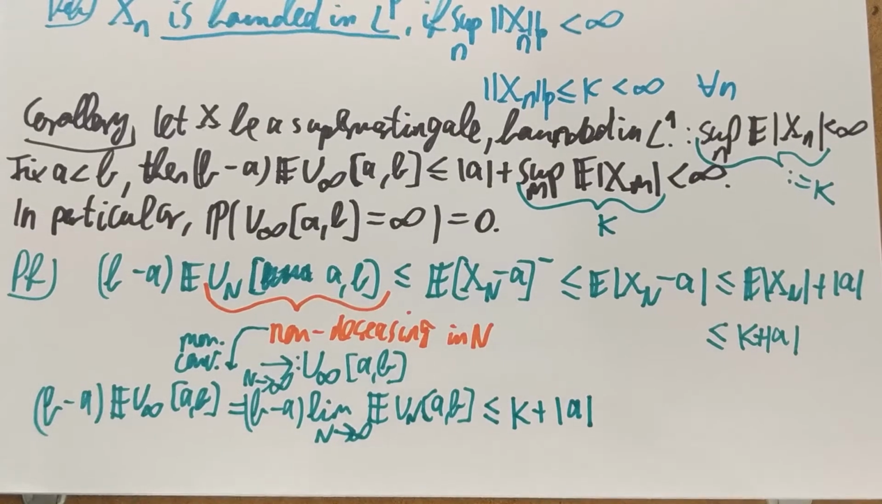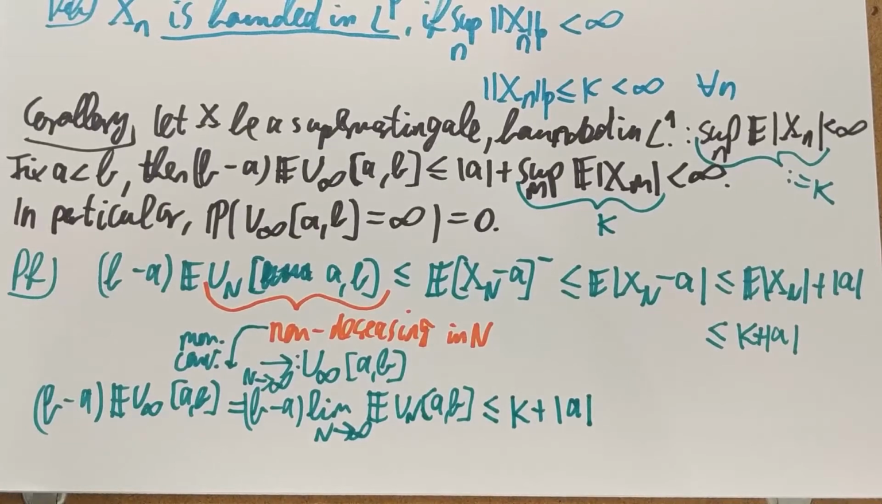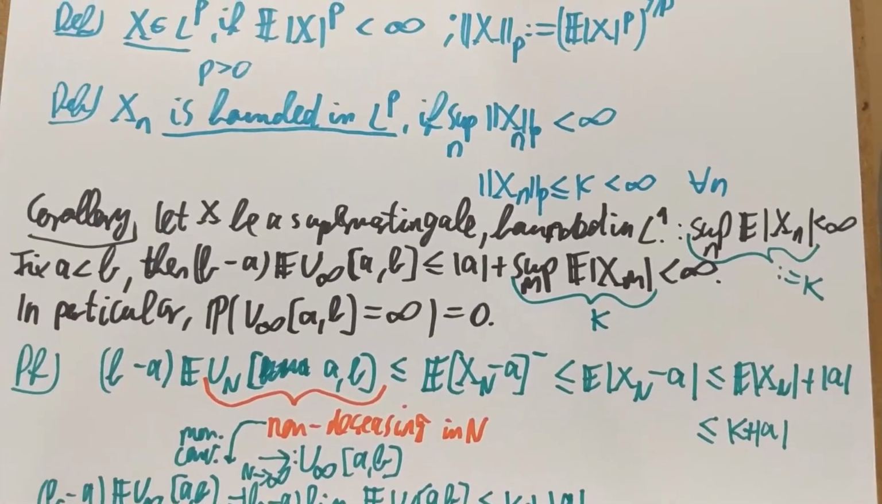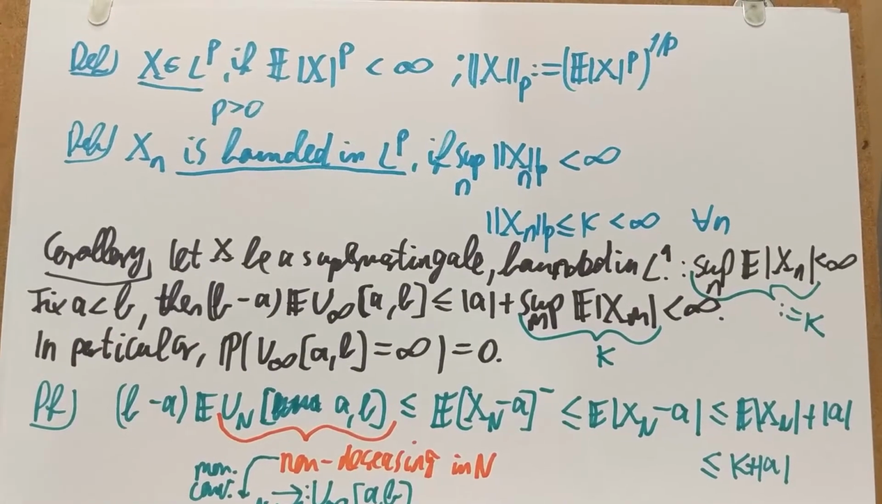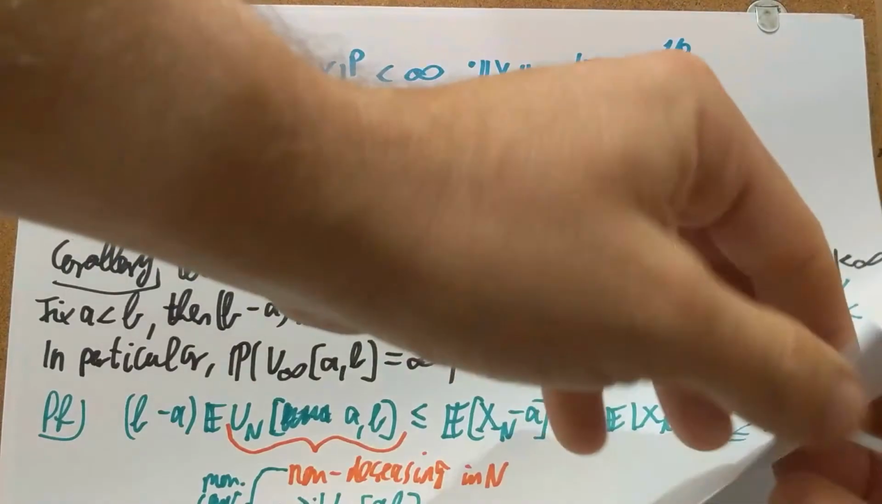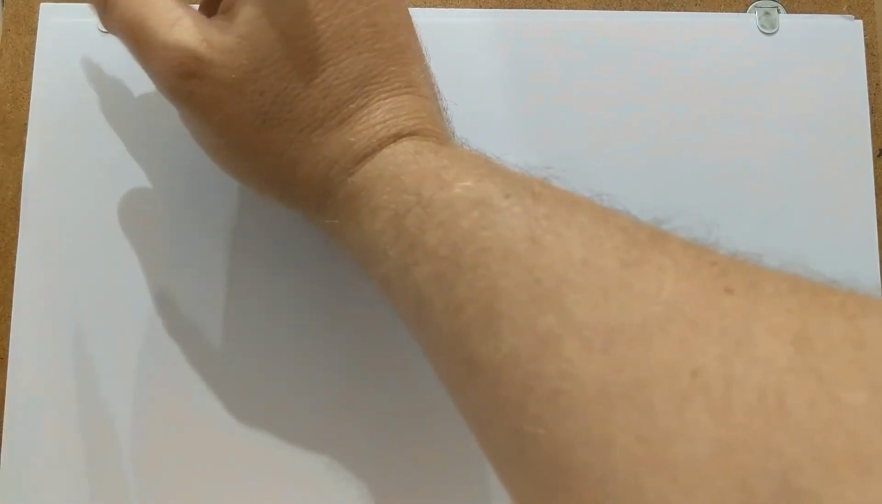All right, so that was a very useful corollary, and now let's see how I can use this to prove the actual convergence theorem for martingales. Okay, so the statement is the following: Doob's forward convergence theorem, it's called. It's a theorem.